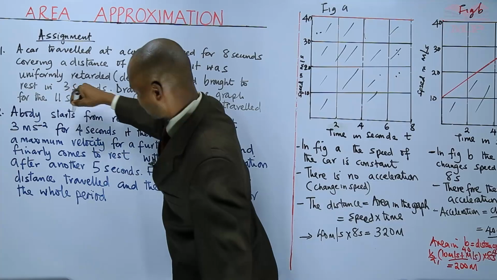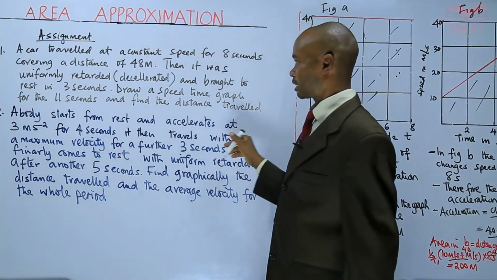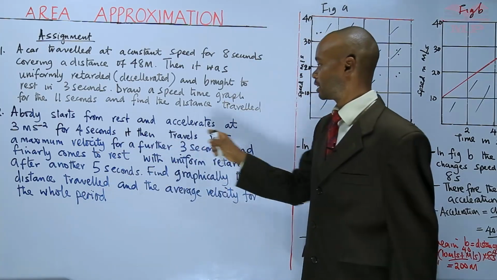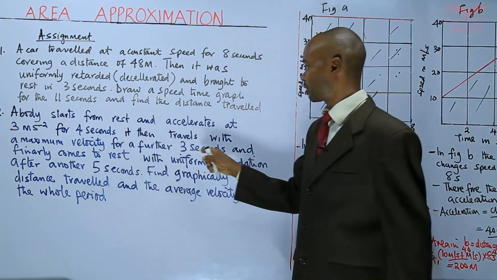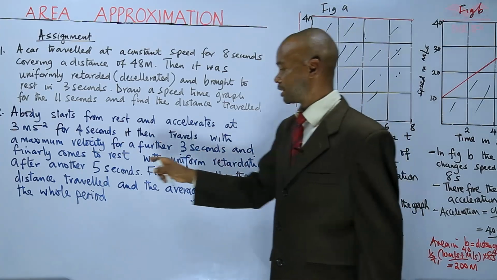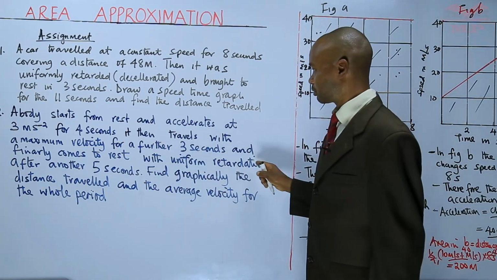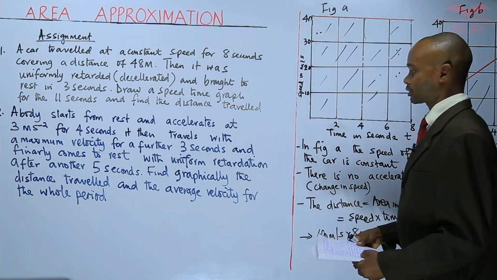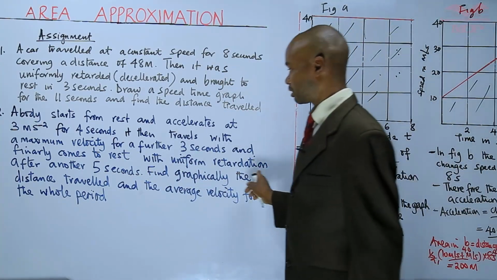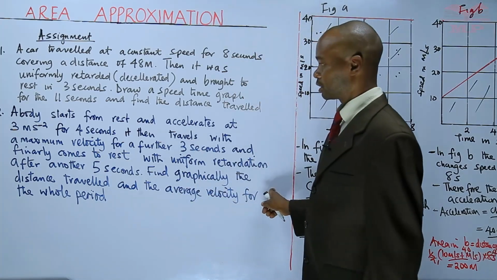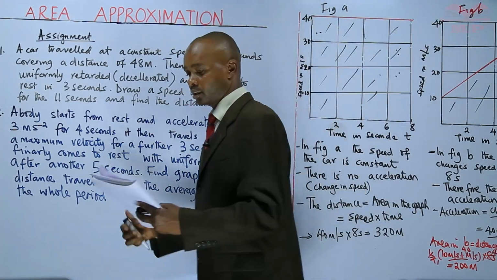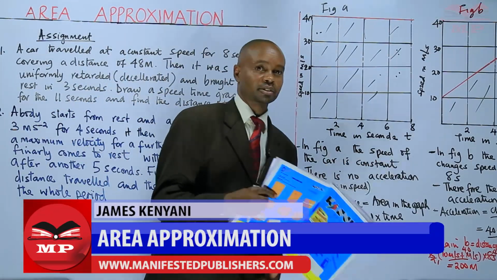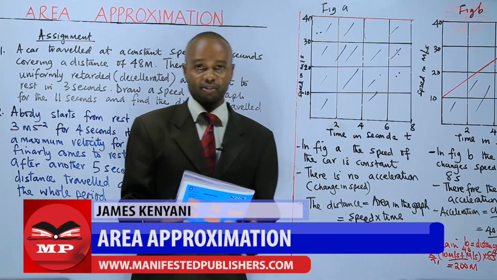Number 2, a body starts from rest and accelerates at 3 meters per second squared for 4 seconds. It then travels with a maximum velocity for a further 3 seconds and finally comes to rest with a uniform retardation after another 5 seconds. Find graphically the distance traveled and the average velocity for the whole period. So go through that and it will give you a benefit from the speed time graphs.